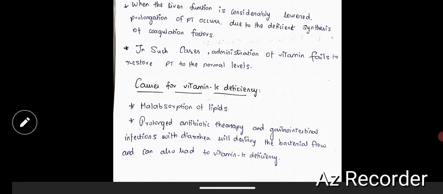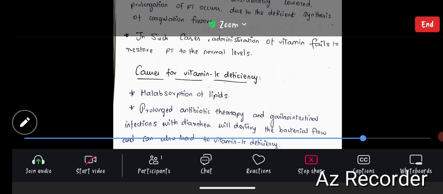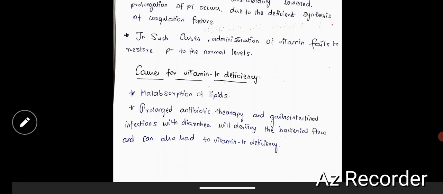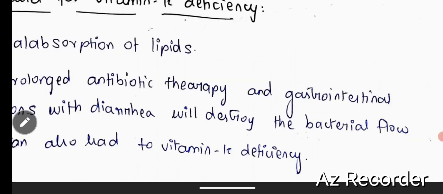What are the causes of vitamin K deficiency? One is malabsorption of lipids. Prolonged antibiotic therapy and gastrointestinal infections with diarrhea will destroy the bacterial flora and can also lead to vitamin K deficiency. Okay, these are the causes of vitamin K deficiency. We'll go to the next.